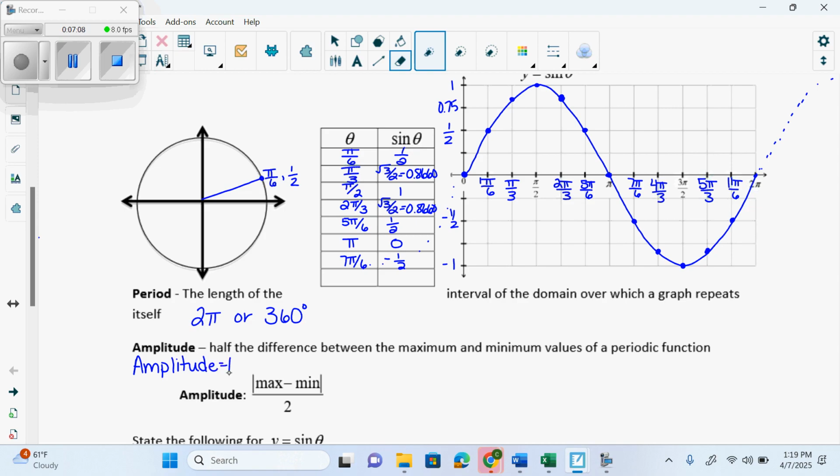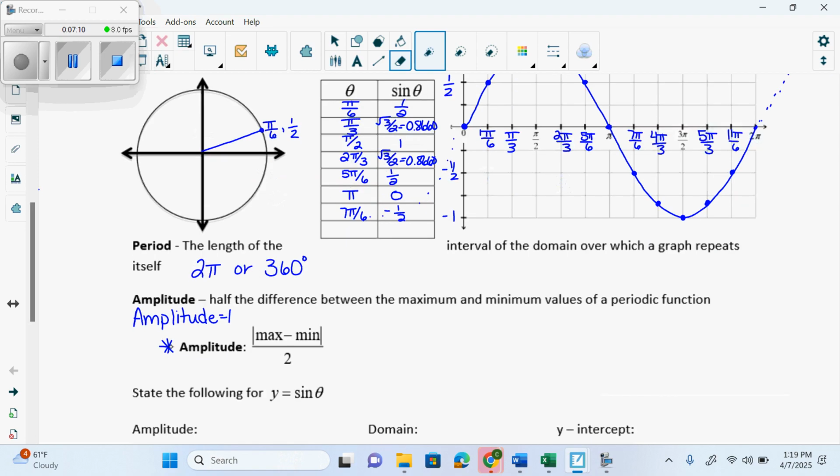If you're given a graph, you can also use this formula. It's the absolute value of the max minus min, divided by 2. Amplitude is always positive. In this case, it's the absolute value of the maximum, which is 1, minus the minimum, which is negative 1, divided by 2. So it's the absolute value of 2 divided by 2, which is 1. Amplitude is always positive. That's why those absolute value signs are there, because even if a negative came out, the absolute value would turn it positive.